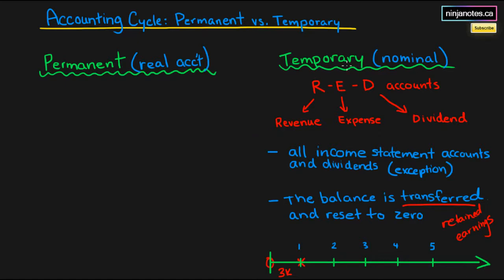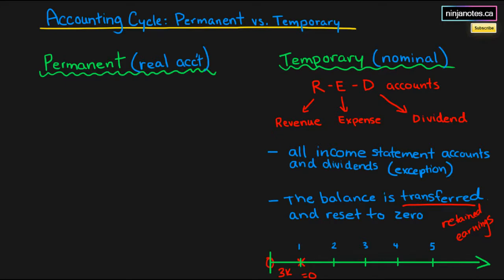So remember that temporary accounts at the end of the year are always closed to 0, and then the next year we start re-recording the balances of revenue, expenses, and dividend accounts. The reason we do this is because we want to know the revenue of each separate year. We don't want to know the revenue for year 1, year 2, year 3 combined. We want to know the revenue, expenses, and dividends of each separate year.